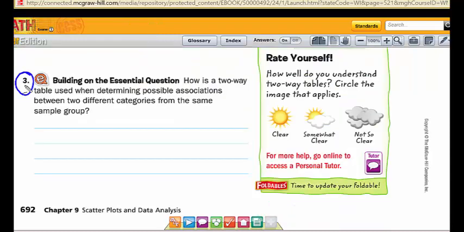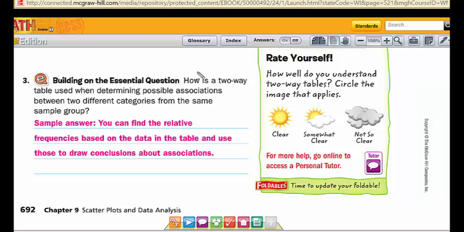And lastly, our essential question. How is a two-way table used when determining possible associations between two different categories from the same sample group? Let's just put this on and we'll talk about this. You can find the relative frequencies based on the data in the table and then use those to draw conclusions about associations, just like we did in the previous problem where we saw that about 3/4 of both 7th and 8th graders get their news from the internet.